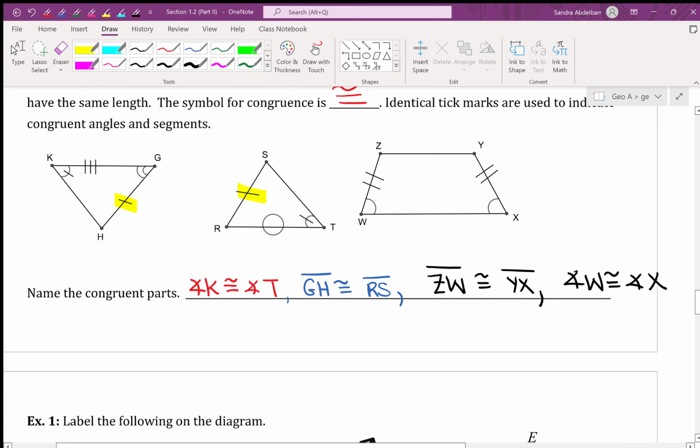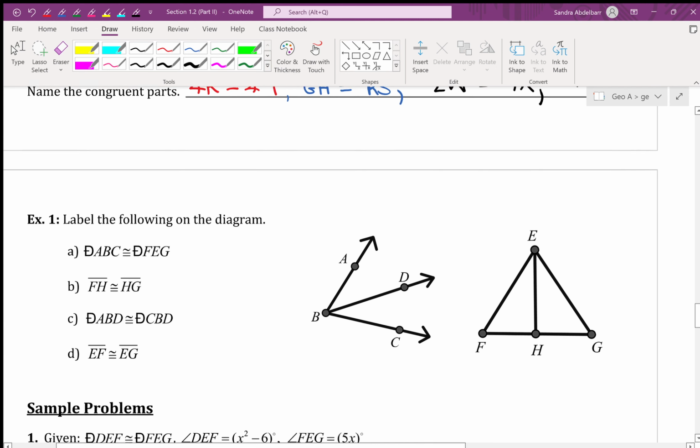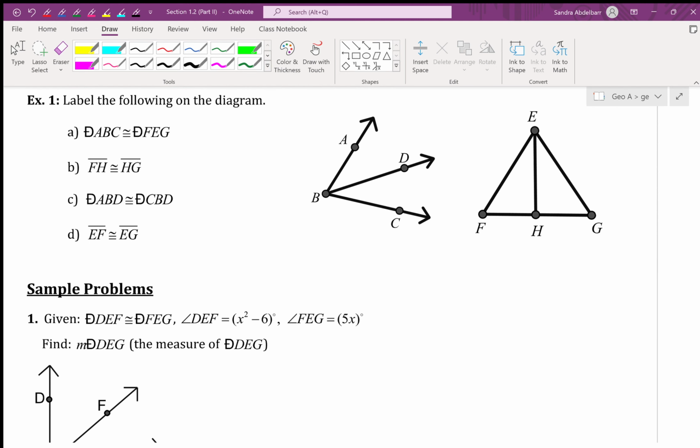Label the following diagram. Just as important as it is to be able to read the congruent markings, you also need to be able to mark diagrams yourself. Because the first important thing that we do in every problem is go through the given information and mark the information on our diagrams.